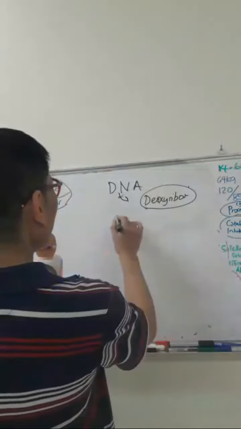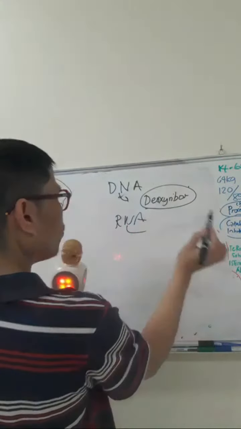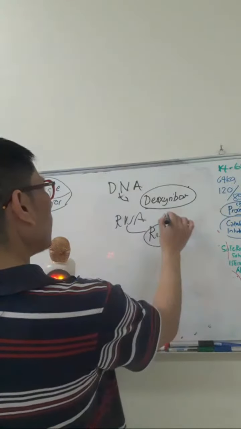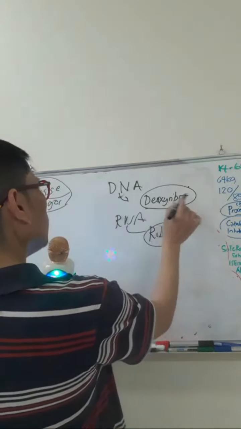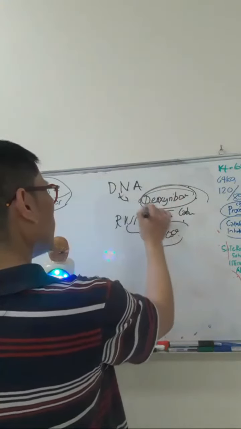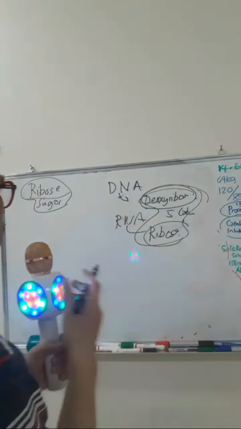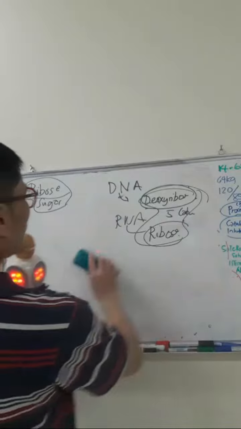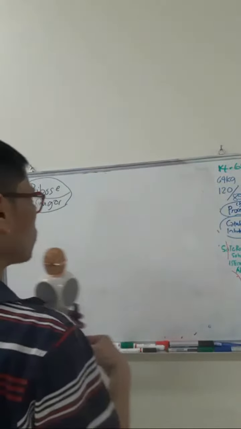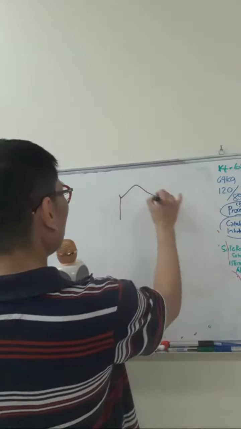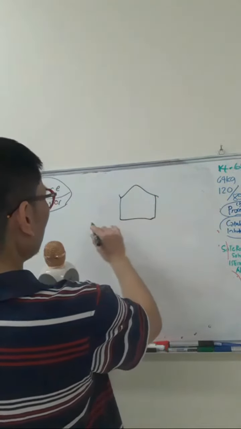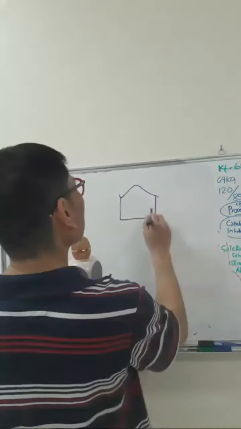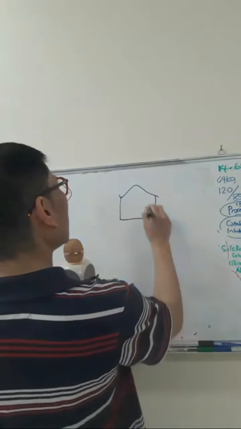And then RNA, ribonucleic acid, so it has ribose sugar. But the same, 5 carbon atoms. Deoxyribose is also 5 carbon atoms, and these are isomers of each other. The same chemical formula, but the orientation differs. This one is deoxyribose, and this is ribose. Sorry, this one is ribose. That is why it has OH. Deoxyribose has only H.